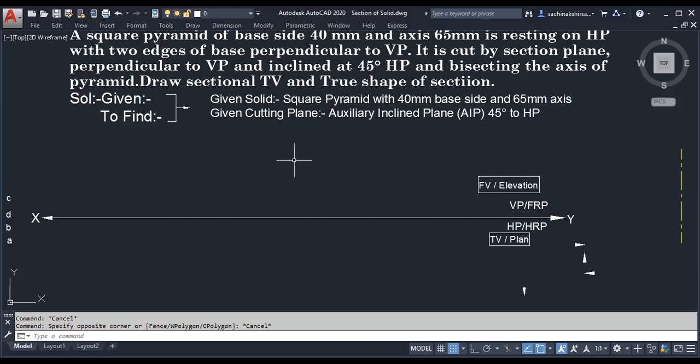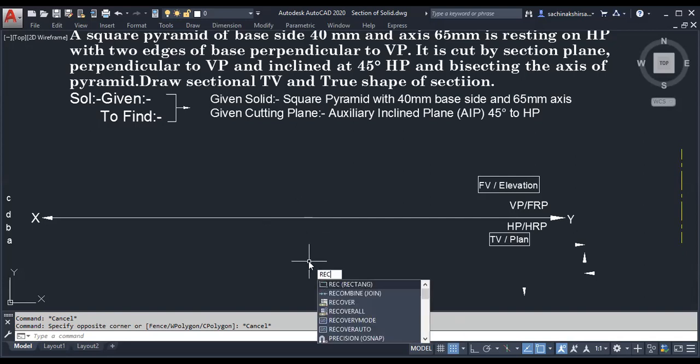So shall we start to solve the problem? Yes, sir. A square pyramid is given. How is it placed? Base 40 mm, axis 65 mm, placed on the HP with two edges of the base perpendicular to HP. It is a one stage problem. Who will guide me? Where do I have to start? The base is on the HP. What do I have to do first?